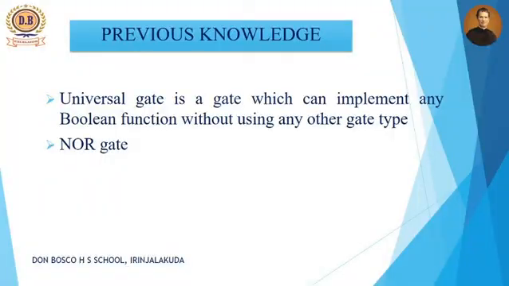So we know we are discussing Boolean algebra and also basic gates and universal gates of Boolean algebra. In the previous video, we already learned universal gates. What is meant by a universal gate? A universal gate is a gate which can implement all the Boolean functions without using any other gate type. We already discussed the two universal gates, NAND gate and NOR gate.